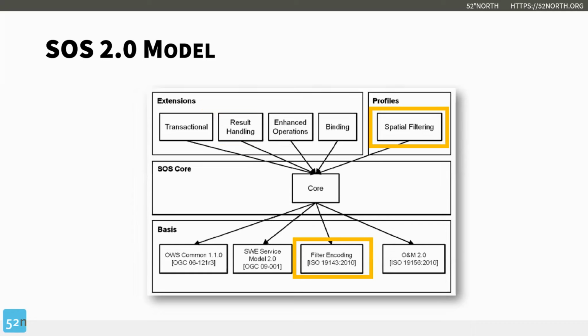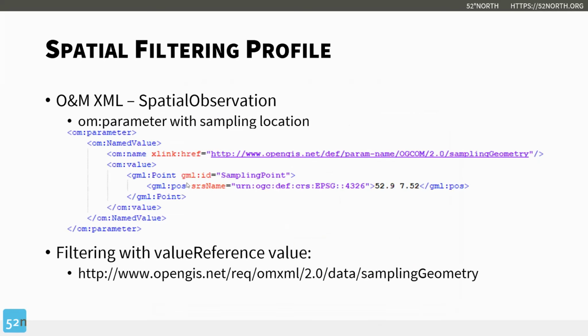Additional things are about spatial filtering. Spatial filtering is interesting if you have moving sensors which are continuously changing their location. Here, just as an example, how that looks. If you have quickly moving sensors, you would sometimes like to express the information about the location where a measurement was taken very close to the measurement value itself.